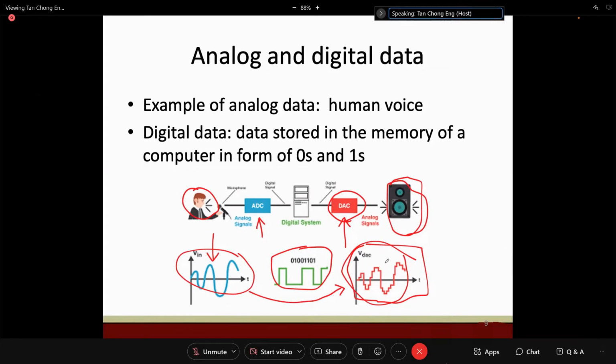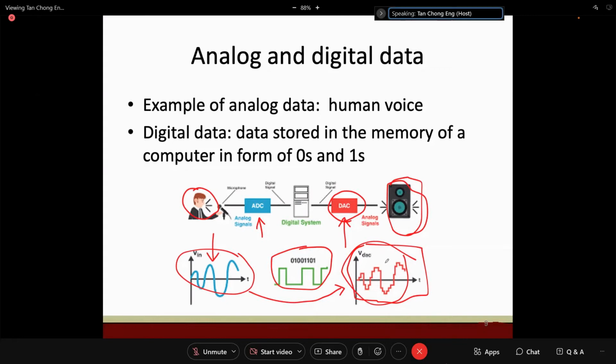That's why if you want to preserve the highest quality of your song or your voice, analog recording is still the best. You will be able to capture the entire spectrum. But digital encoding is good, provided it has enough sampling rate. That's why they have higher resolution.